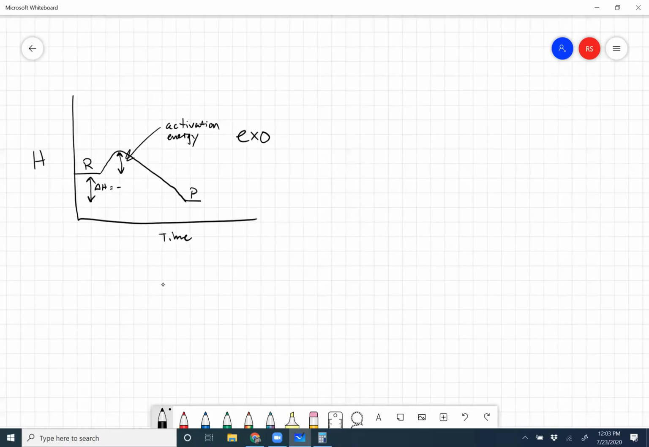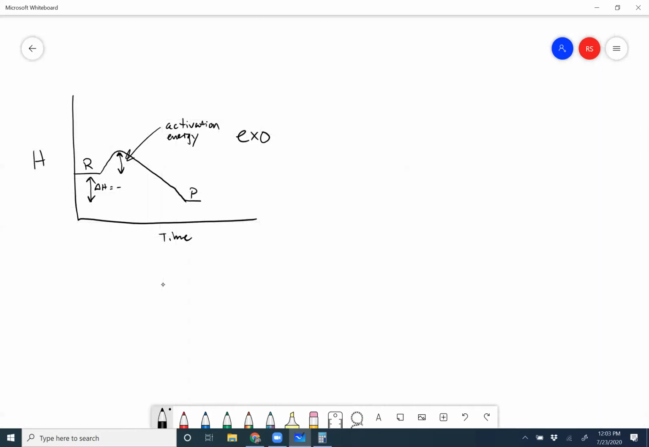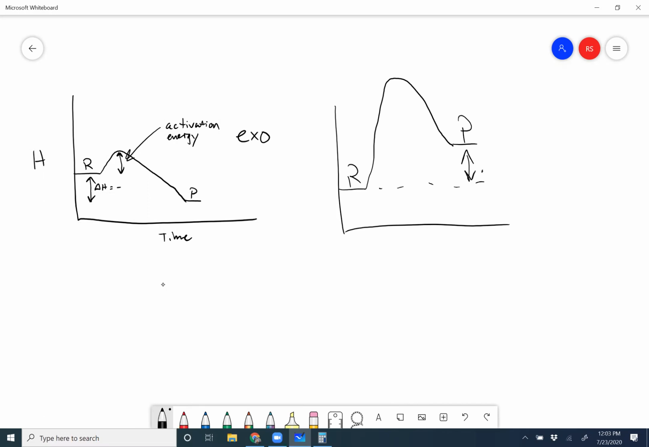If we compare this to an endothermic graph, the reactants will have less energy than the products. But if we monitor it, we'll notice it still does that hill. In this case, we now have a delta H equals positive. This is an endothermic reaction. But notice our activation energy now is very large.